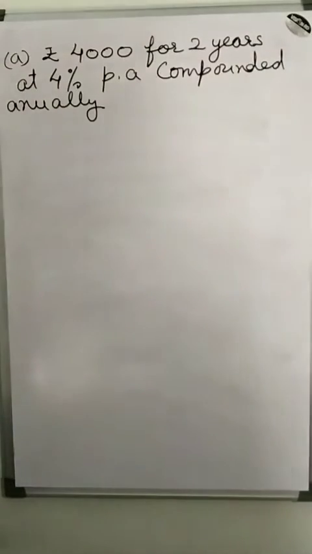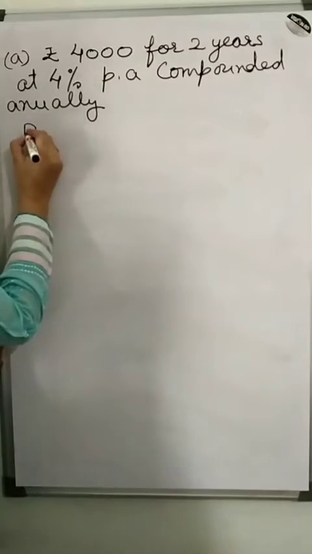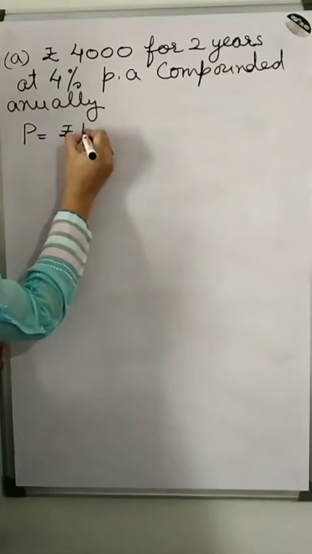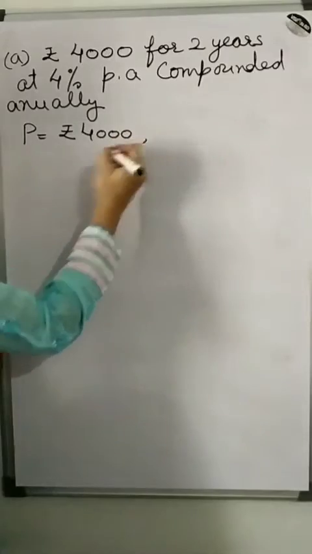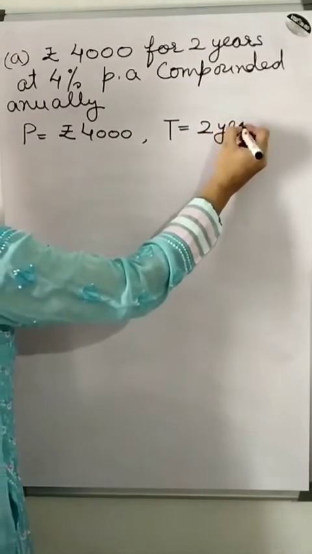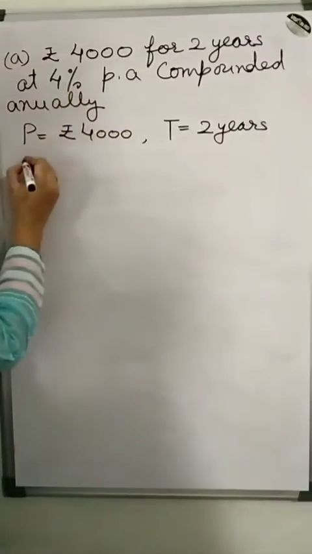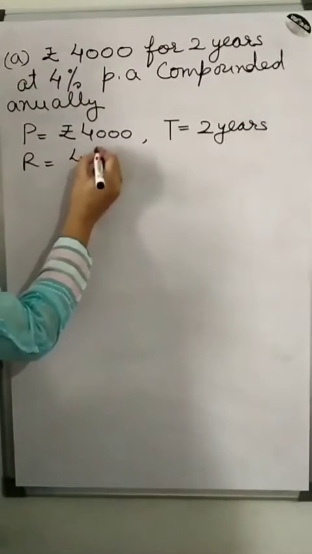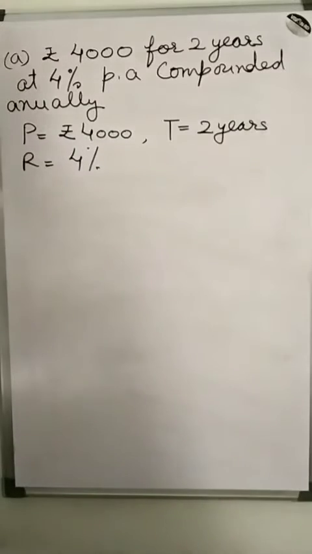The question is: rupees 4,000 for 2 years at 4% per annum compounded annually. Here the value of principal is rupees 4,000, the time given is 2 years, and the rate is 4% per annum. Now how do we solve?